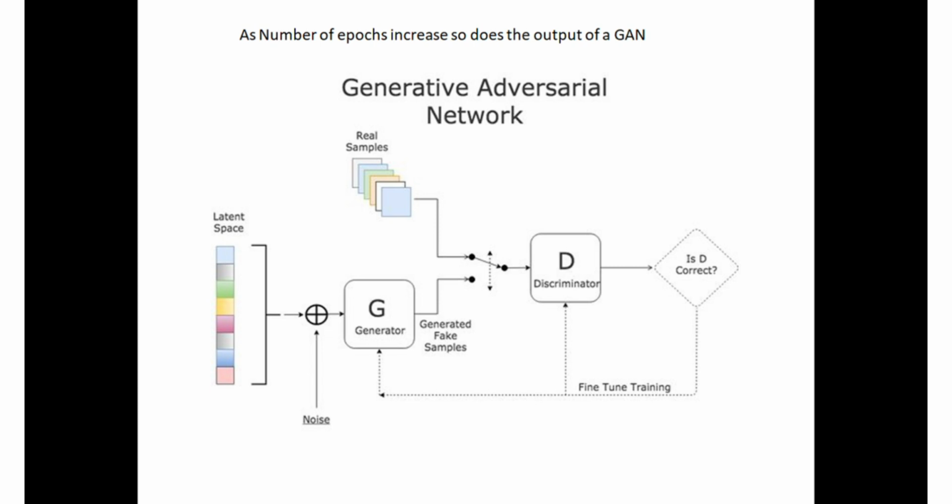So as the number of epochs increase in a GAN, in the generative adversarial network, the output is further fine-tuned, and as the number of epochs increase, the possibilities of getting closer to real world outputs increase.